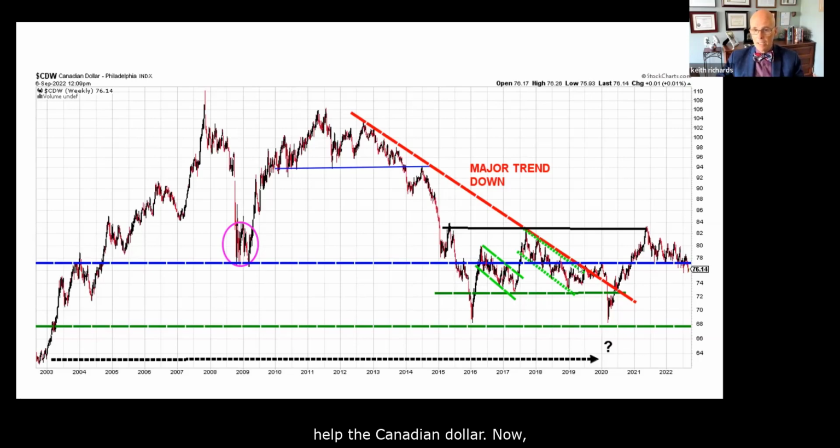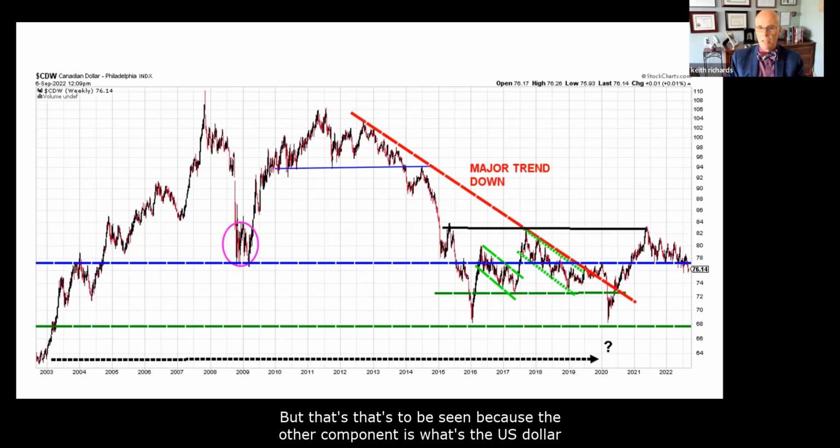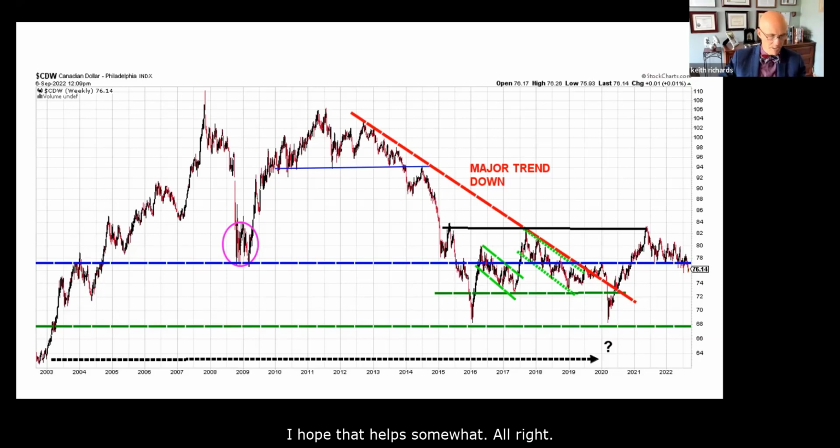Now, this is a support resistance point that I've noted in the past. You can see it has tested in this area a few times there. It tested there multiple times. It looks like it's breaking down, so it could go lower, possibly as low as 73 or so, which is where this green line is. But that's to be seen, because the other component is what the US dollar is doing. And if that finds a reason to fall, as I said, then you're going to see this downtrend reverse. But for now, it's going down. The only thing I can tell you is you stay with the trend until it ends. So I hope that helps somewhat.